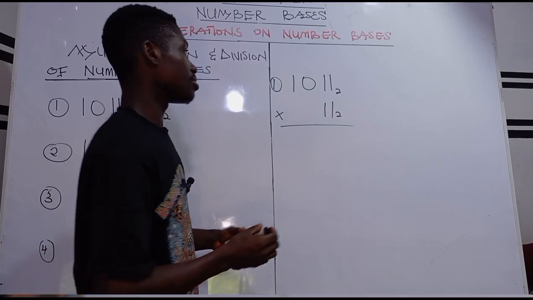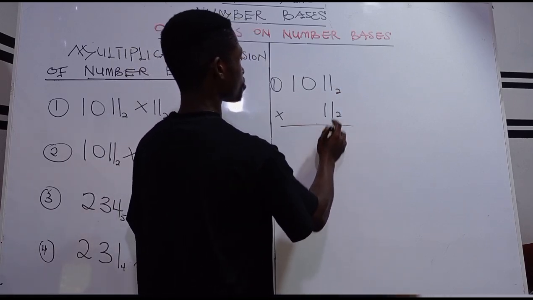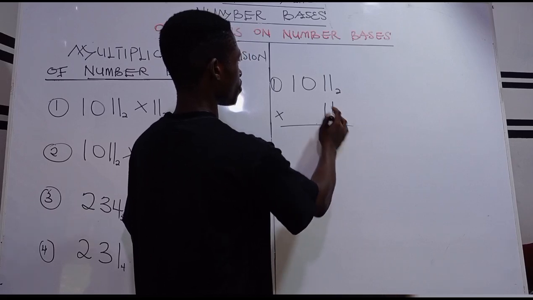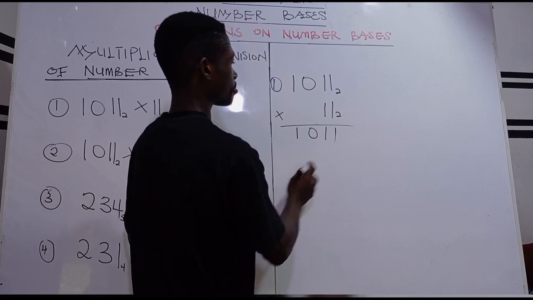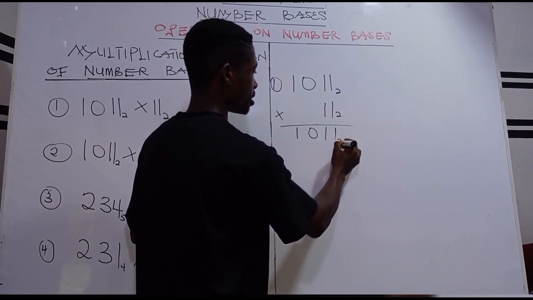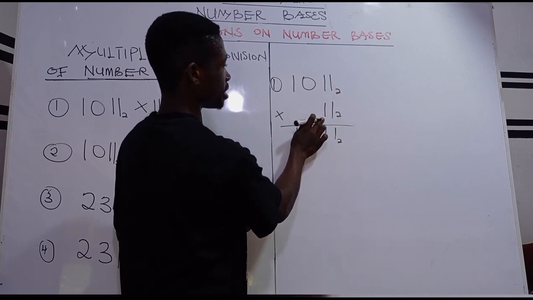Is that clear? Good. So we have 1 times 1 will give us 1. 1 times 1 will give us 1. 1 times 0 will give us 0. 1 times 1 will give us 1. Remember, we are working in base 2. Now let's move on to the next digit, which is this one.